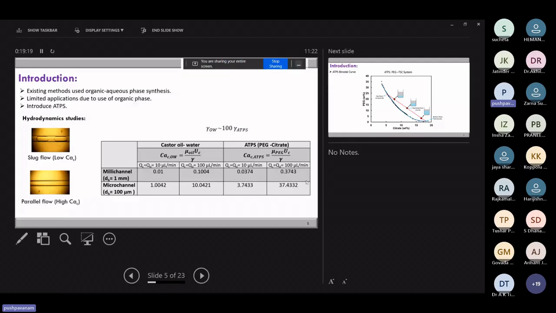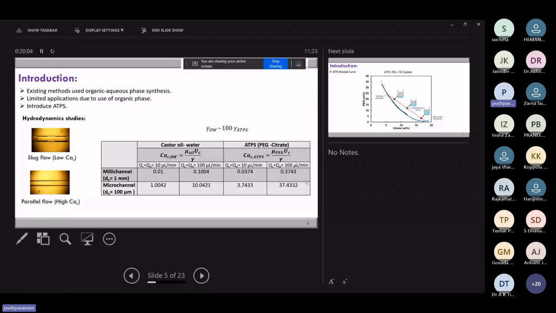This is one of the main things which my PhD student Vamsi found out, because he was struggling a lot with getting a slug flow in the ATPS system. Finally he went back and looked at how he could reduce the inertial effect and improve the surface tension force. A very simple change he made: instead of a 100 micron system, he went for a 1000 micron diameter channel, and this calculation on the right shows it.